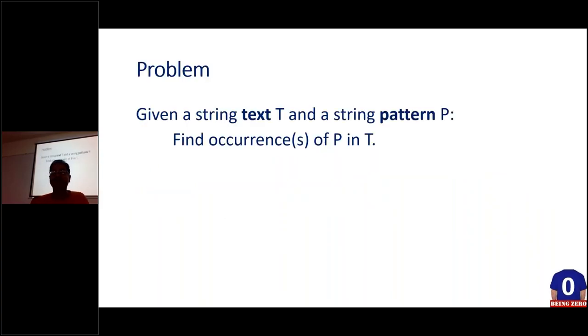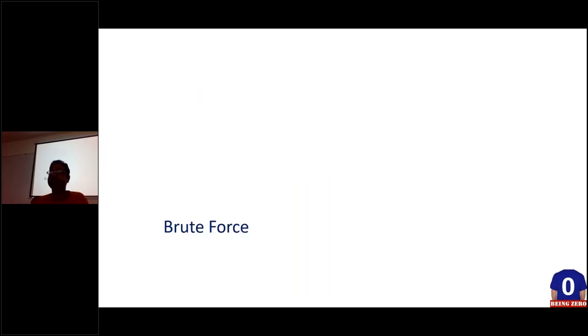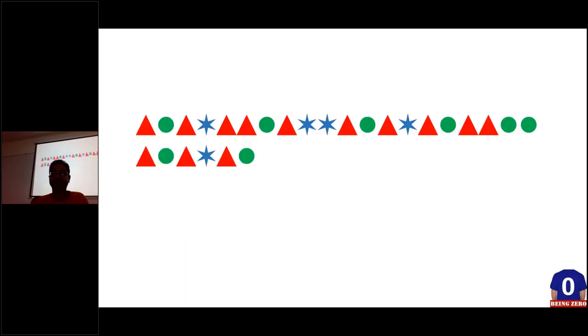So the problem is clear. Given a text T, and this T is sufficiently large, that's why we are learning these algorithms, and a pattern P, find the occurrence or occurrences of this pattern in this text. What is the brute force way of doing this? Choose a window. Which window? The size of the given pattern. You take that much window here and start comparing characters one by one.